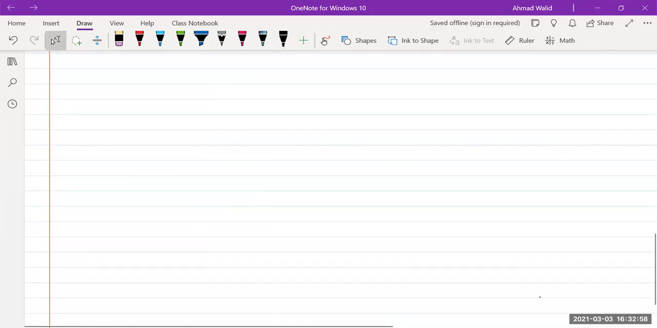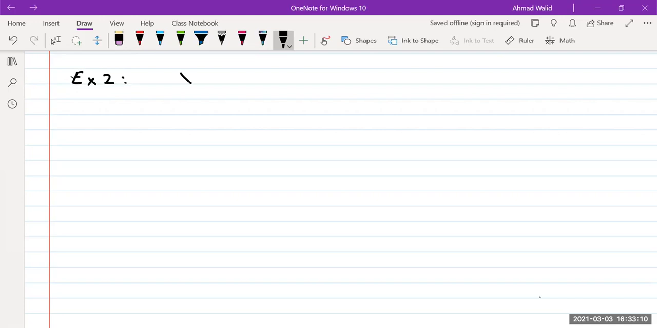Let me do another example for you. Example number 2. x to the power of 2/3 minus 3/4 equals negative 1/2.